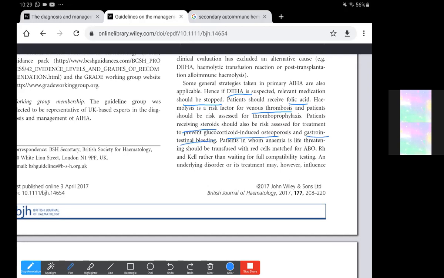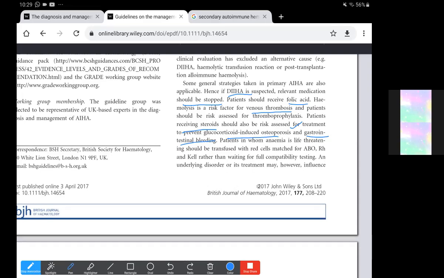So they used PPIs, and also osteoporosis prevention with vitamin D, calcium, and bisphosphonates in postmenopausal women and men more than 50 years of age. So this was the general outline of treatment.